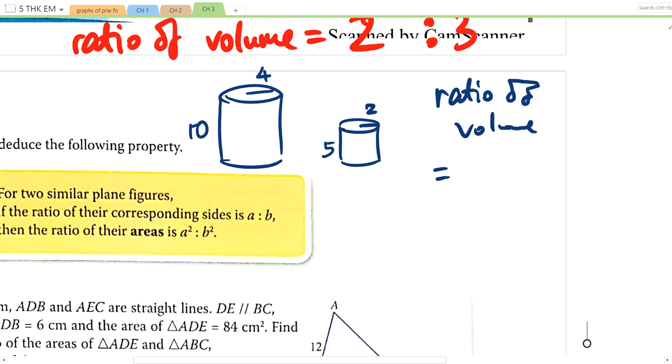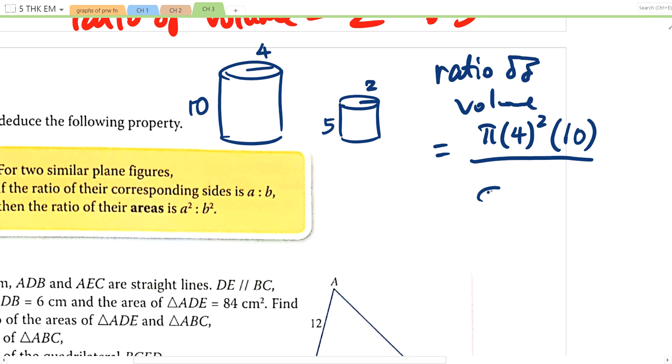Ratio of volume, right? What is the volume on top, the bigger volume? Pi r square h. That's the volume for the bigger cylinder. Volume for the smaller cylinder: pi 2 square 5. Let's cancel.